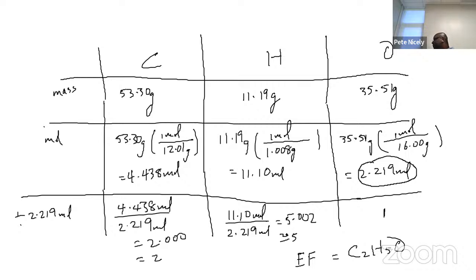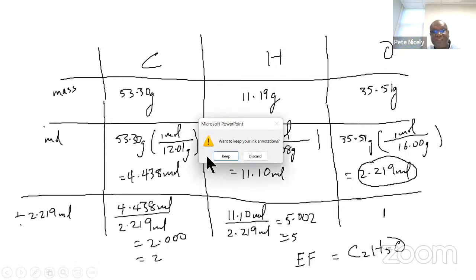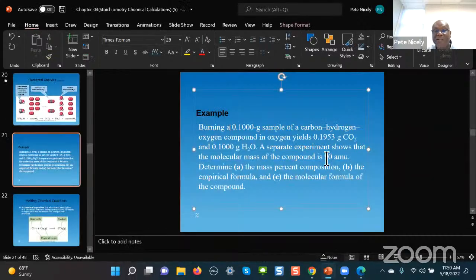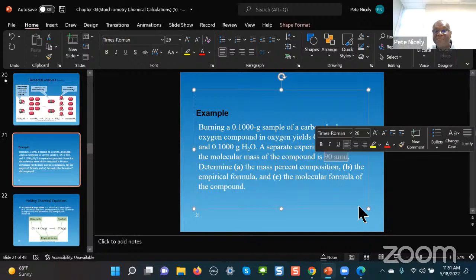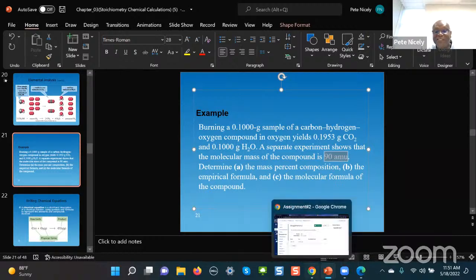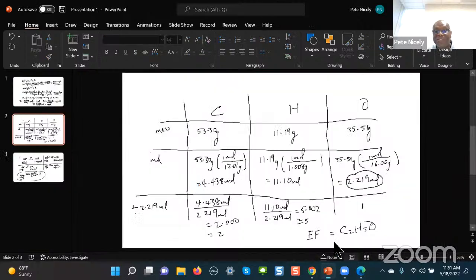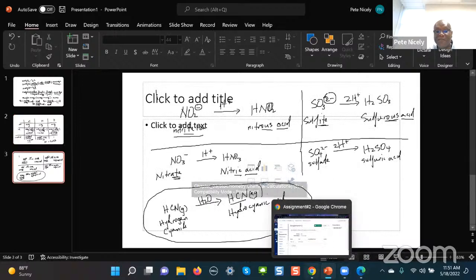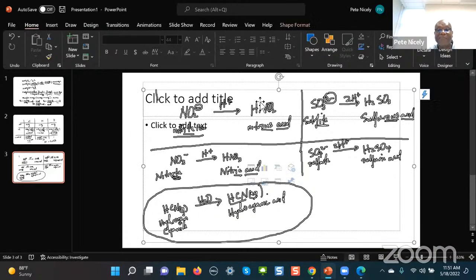Now the C part is asking for the molecular formula. Now you'll notice, let me go back to the PowerPoint here. If you look at the question carefully, you'll see that the question does give you the molecular mass, right? So what we can do is find the empirical mass and divide the molecular mass by the empirical mass to get the integral factor, which you're going to use to multiply the empirical formula by to get the molecular formula.